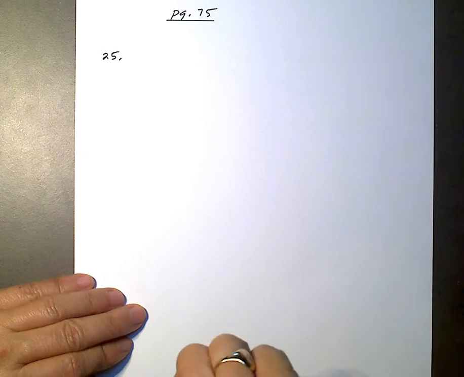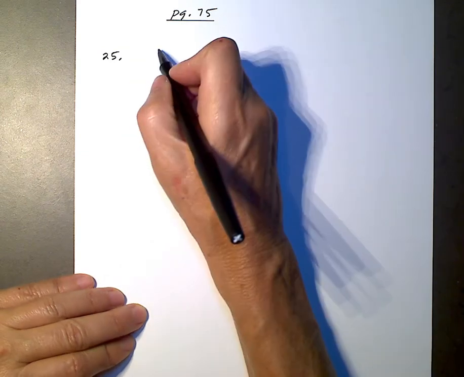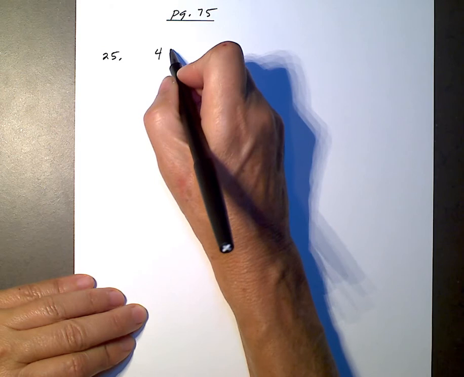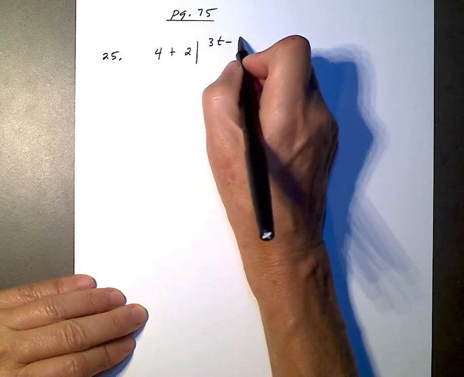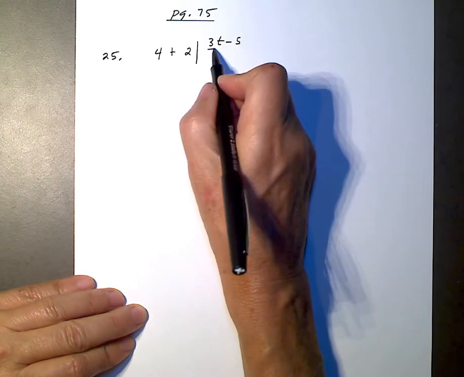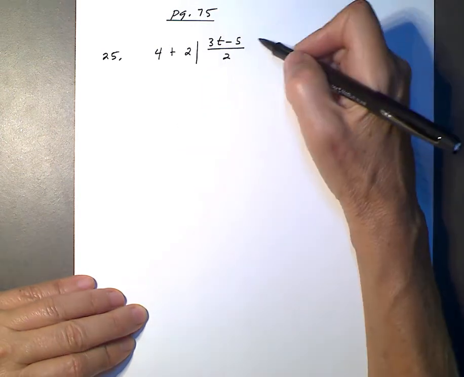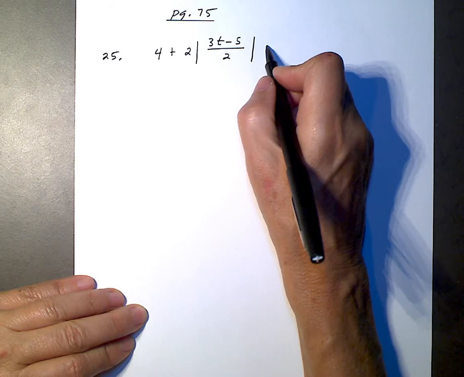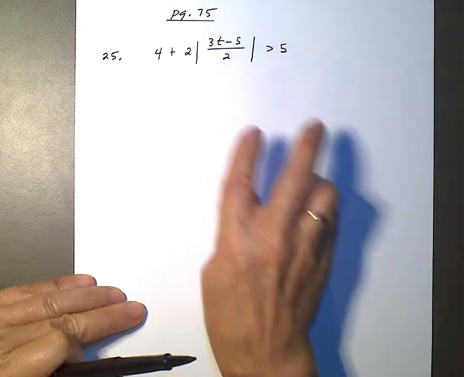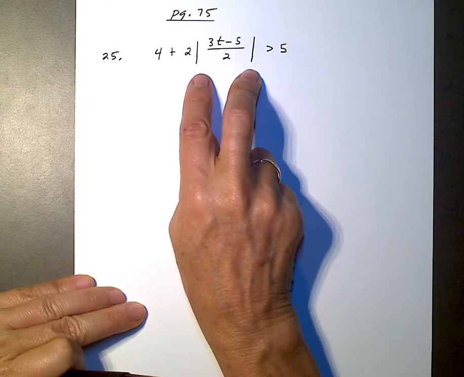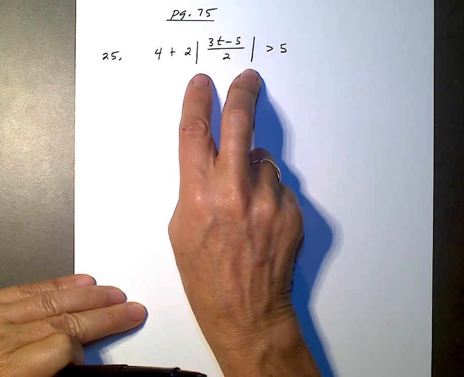Okay, this is number 25 on page 75, and this is kind of a doozy to get it all set up and simplified, but if you have patience and tenacity, it's not too bad. So I want to isolate, remember, the absolute value expression on one side of the inequality for starters.